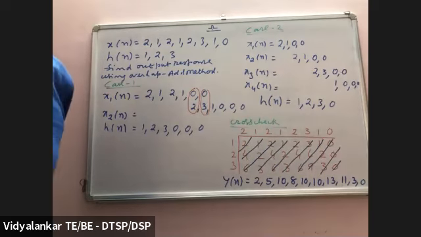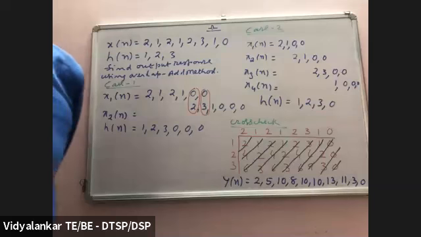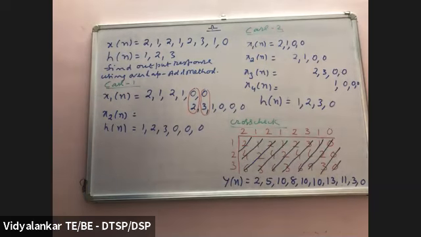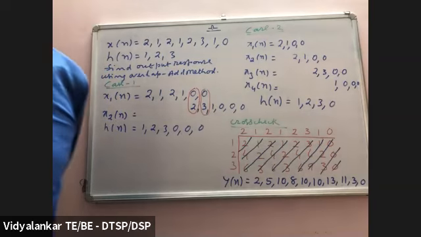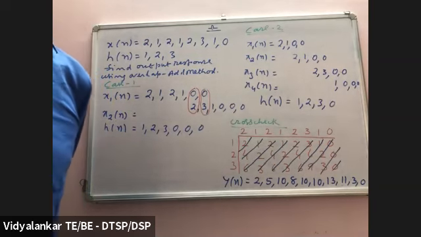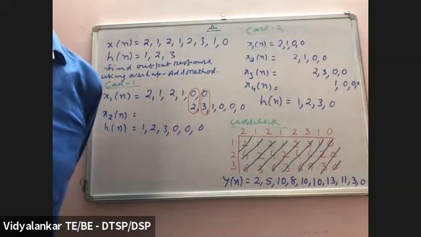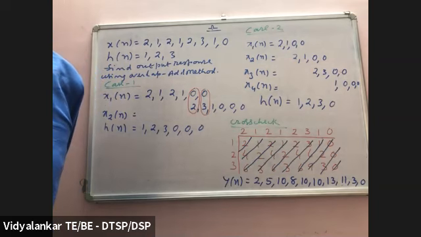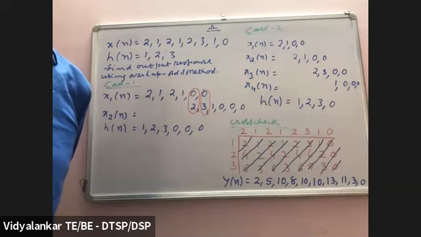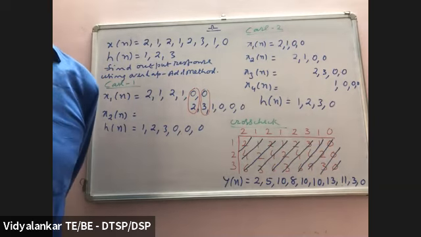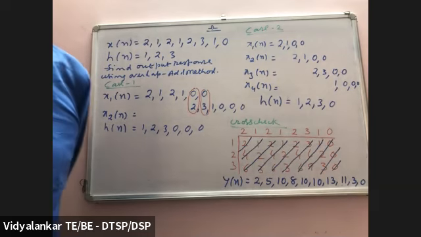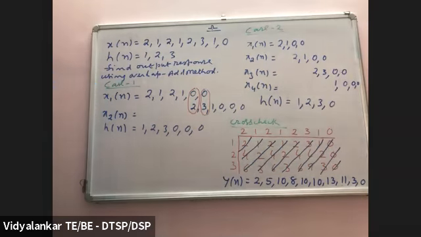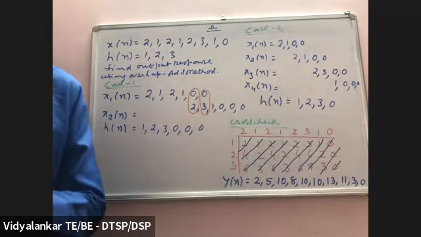And the third point is, whenever a prime number of points is given in the input, that means x of n is given with either 7 points, or 11 points, or 5 points, or 13 points, a prime number which cannot be equally divided, then what we have to do? Add 1 zero, so that the total number will become even. Any even number of sequence we can equally divide. These are the 3 points we have to remember in this block convolution.